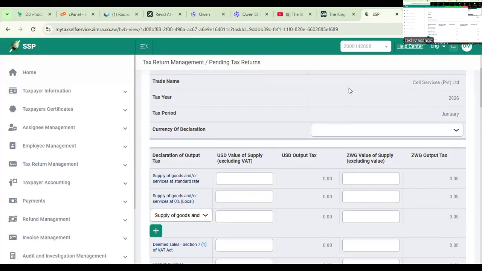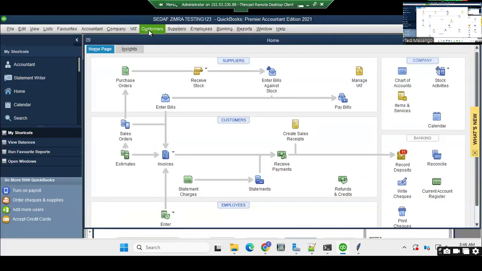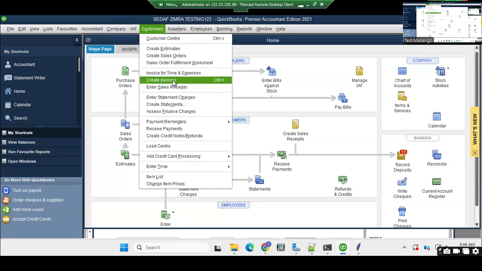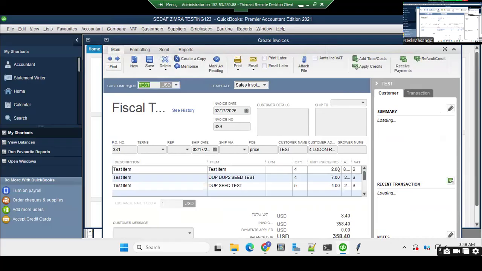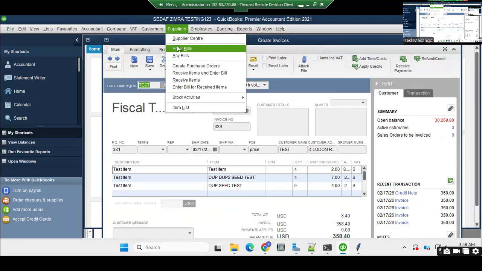Okay, let me share this with you so that you may appreciate. So this is your QuickBooks accounting system. When you are doing your day-to-day, you are selling to customers by creating invoices, right? You could use any accounting system. So you could be selling to your customers, charging VAT. This total VAT will be your output VAT. Then you are also buying trading goods from suppliers, and you do that by entering bills. You're buying services, you're buying goods.